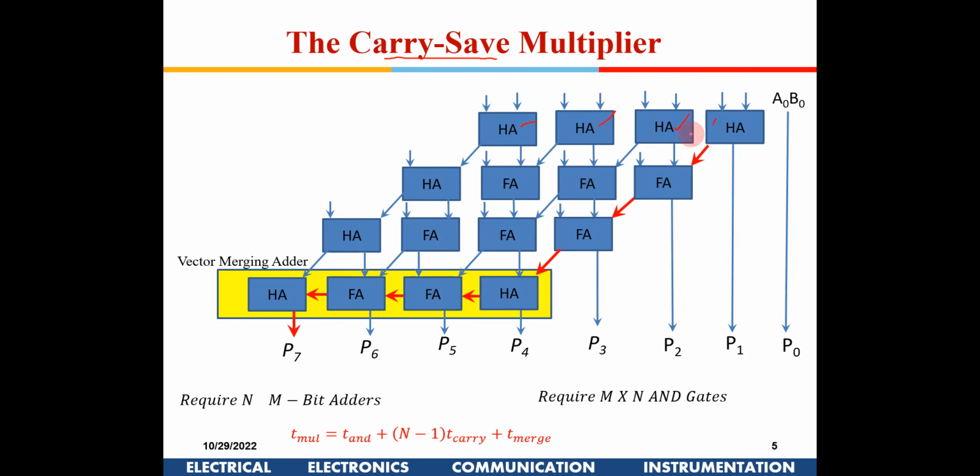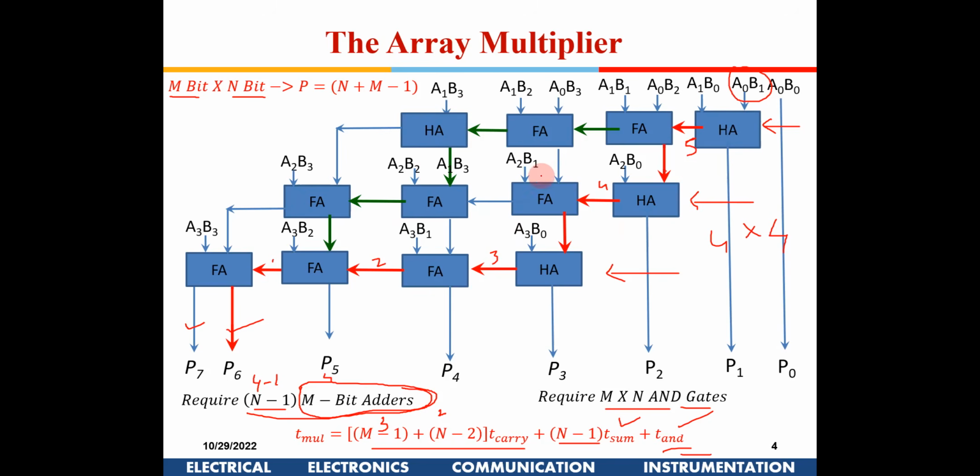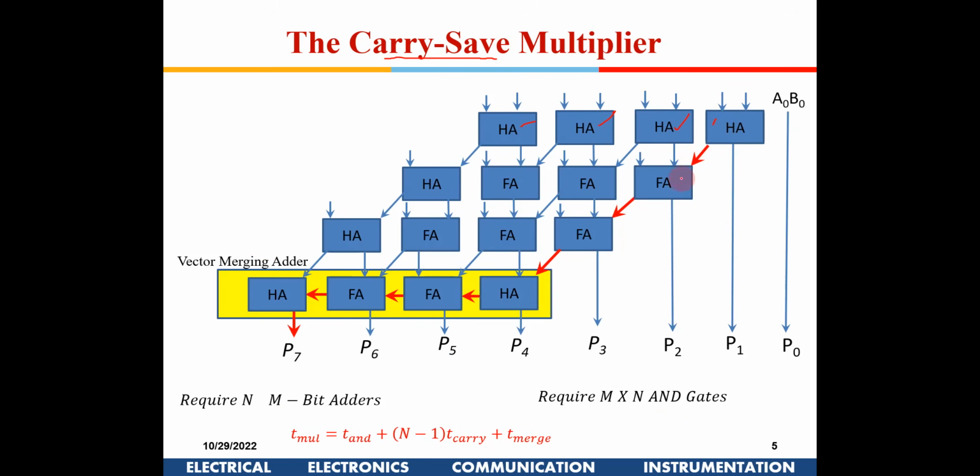So obviously the advantage of this particular carry save multiplier over the previous one is there is only one critical path. Okay, this is the critical path, and this is not the critical path, right? This is because this is a shorter path. This is the longest path. So the critical path is now here and then here, right?